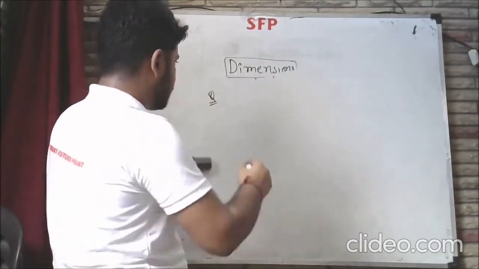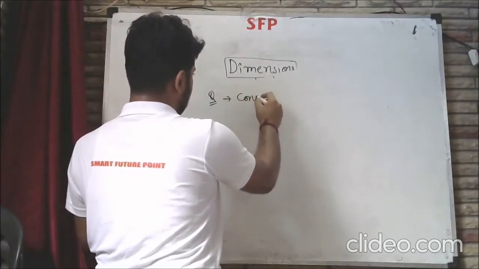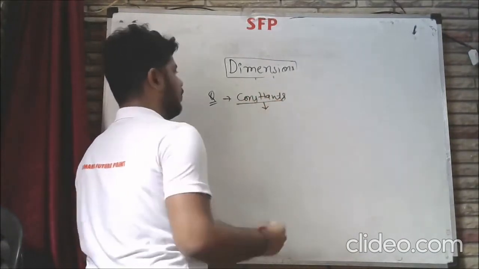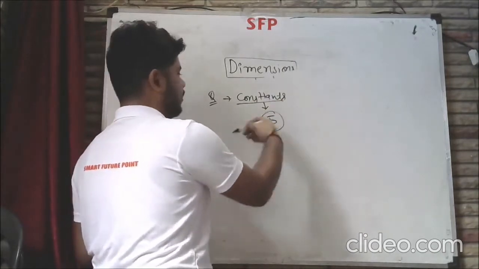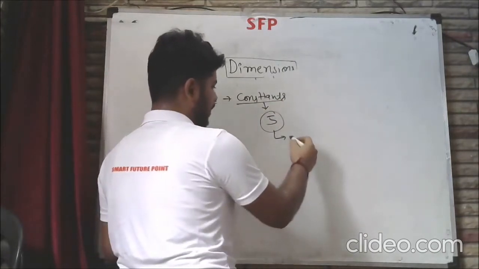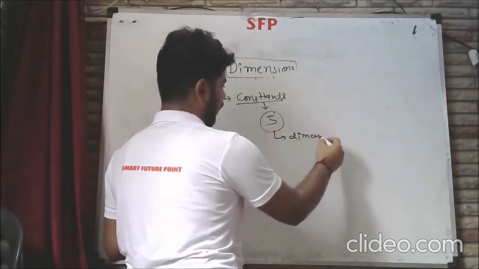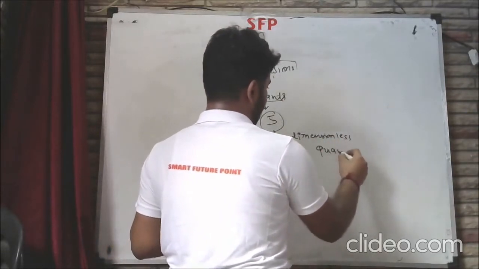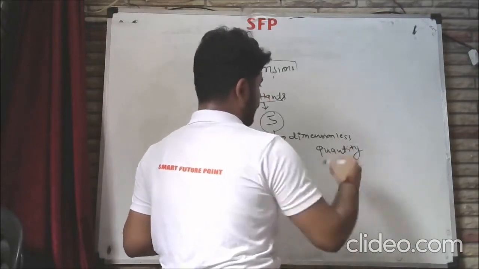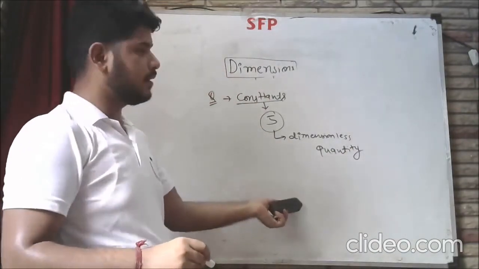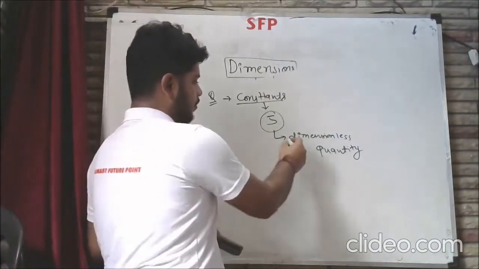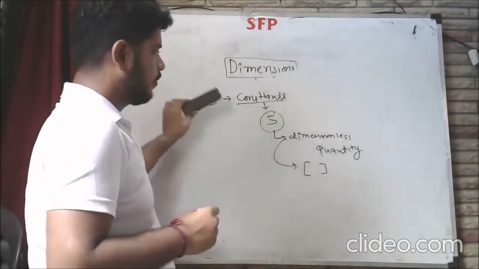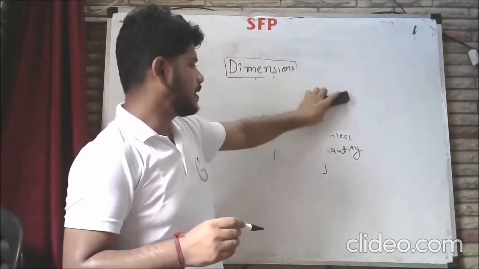There are some constants. Like if I say a number 5, what is the dimension? So it is a dimensionless quantity. Fine. It is a dimensionless quantity. So it is represented by just a big bracket.